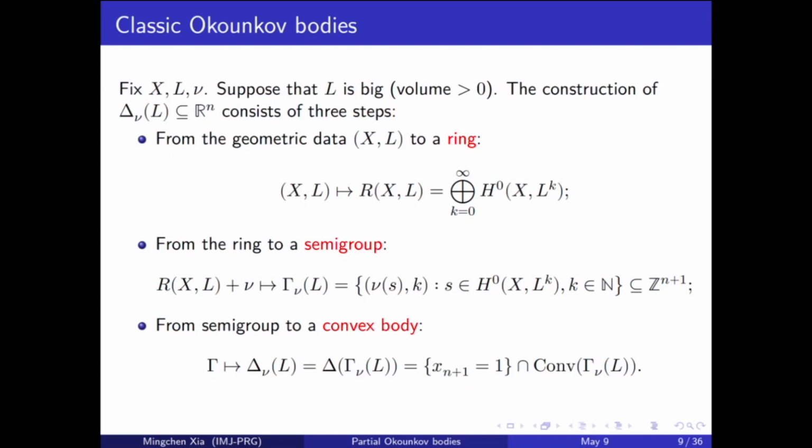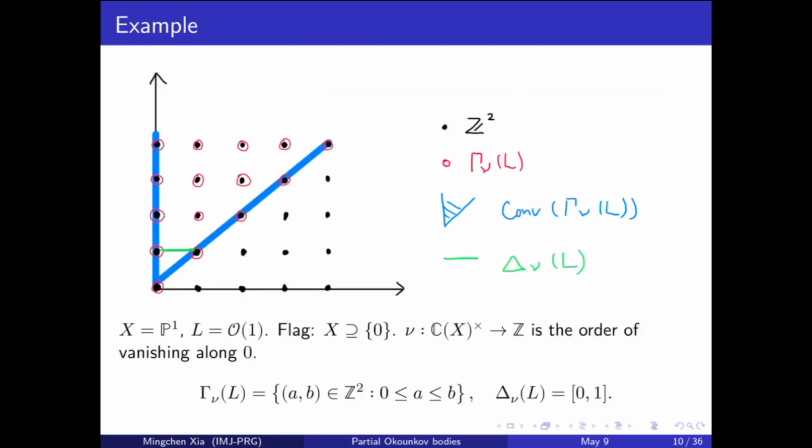This kind of, in the end, we end up with the convex body, which is known as the Okounkov body. And if you have never seen this kind of construction before, this might seem to be a bit abstract. So I'll try to explain things in a very concrete situation in the following example. I'll explain to you how everything works.